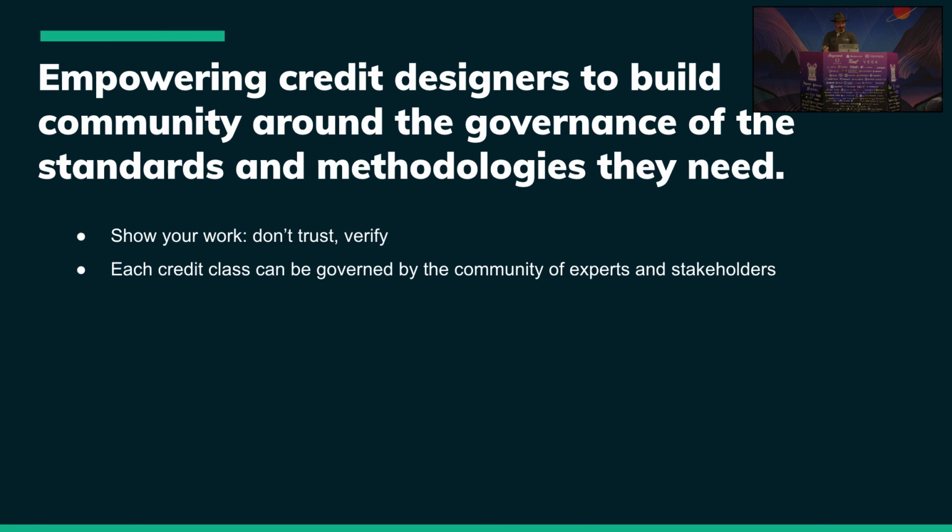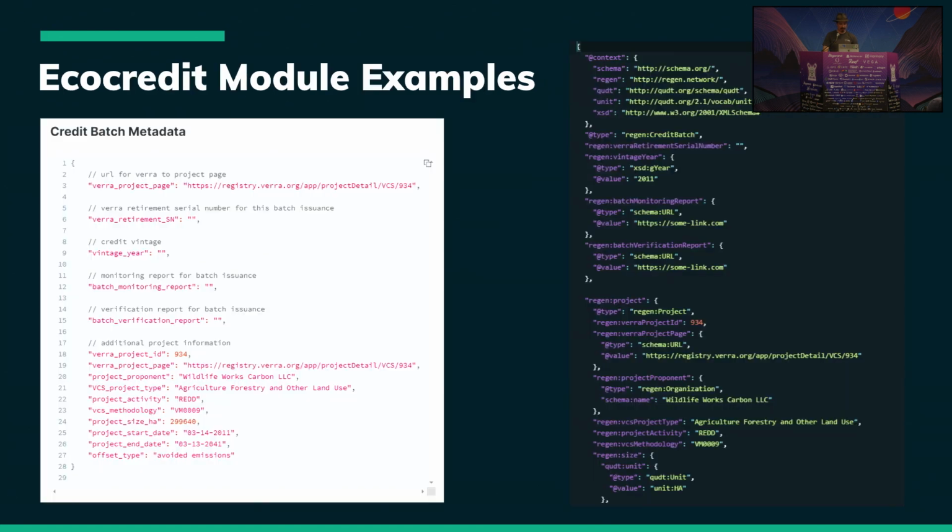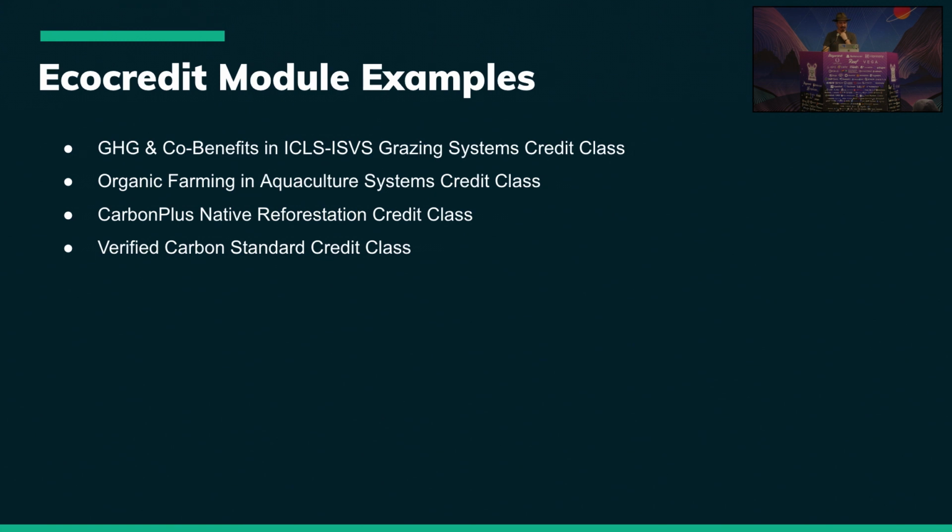I feel like I'm saying the same things over and over again here, which is probably good. This is really based on an idea of show your work, don't trust, verify, right? What is the work that's underpinning a claim? Can you express that clearly so that other people can see it and then choose whether or not they agree? So here's an example of credit batch metadata that shows up in the command line interface. And here's a couple examples of different eco-credits that are being developed right now.